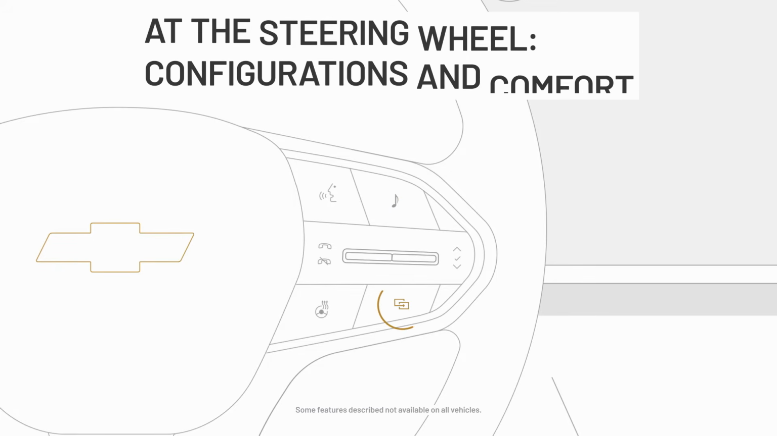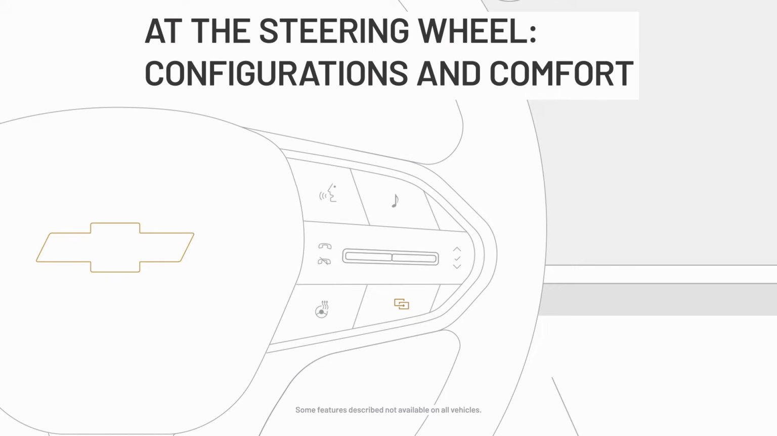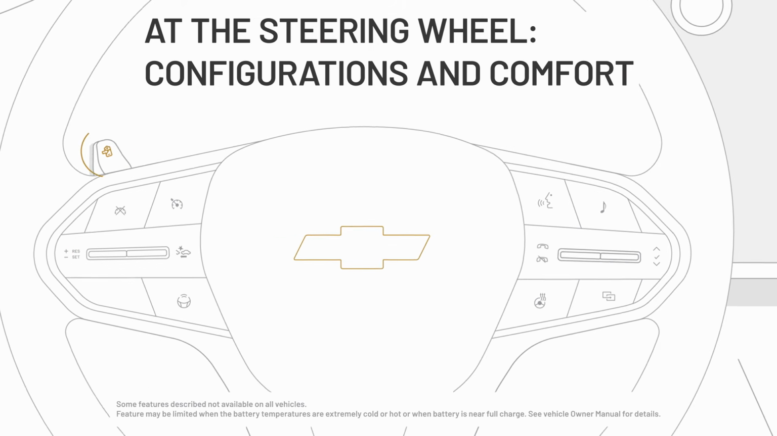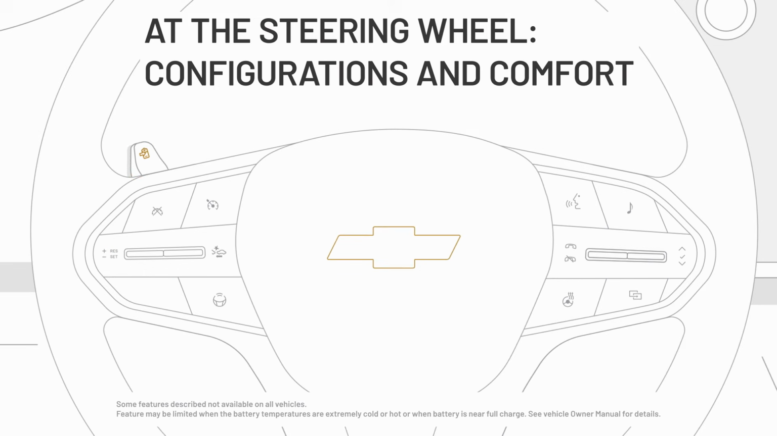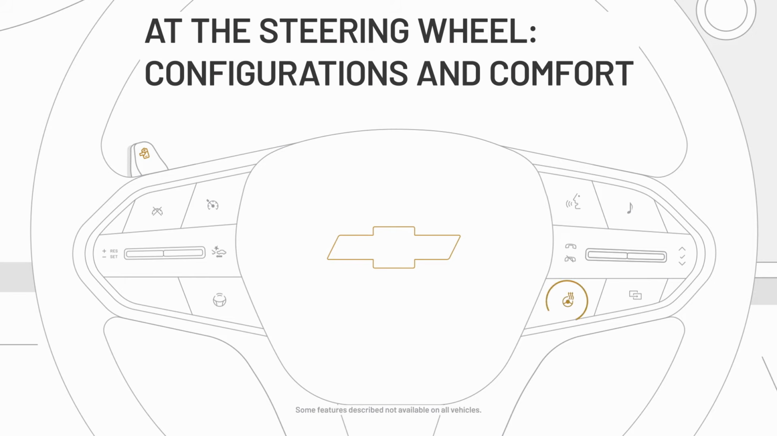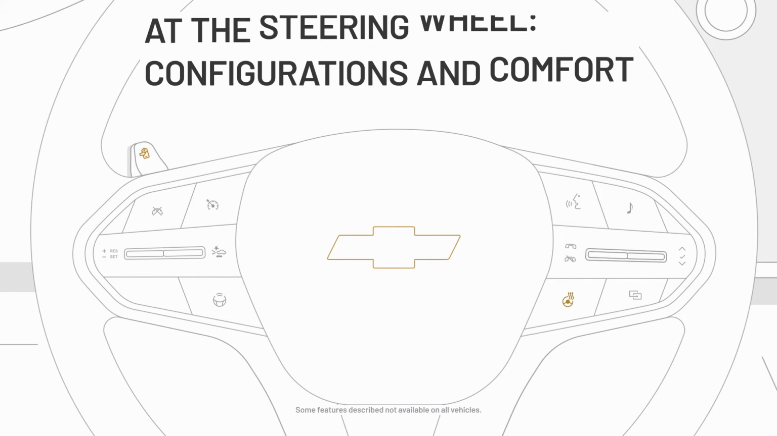This button changes the cluster configuration. Use it to change between different available views on the Driver Information Center. This is the Accept button. Use it to accept settings or alerts on the Driver Information Center, or DIC. This paddle behind the steering wheel of your EV toggles Regen on demand. And this one turns your heated steering wheel on or off.